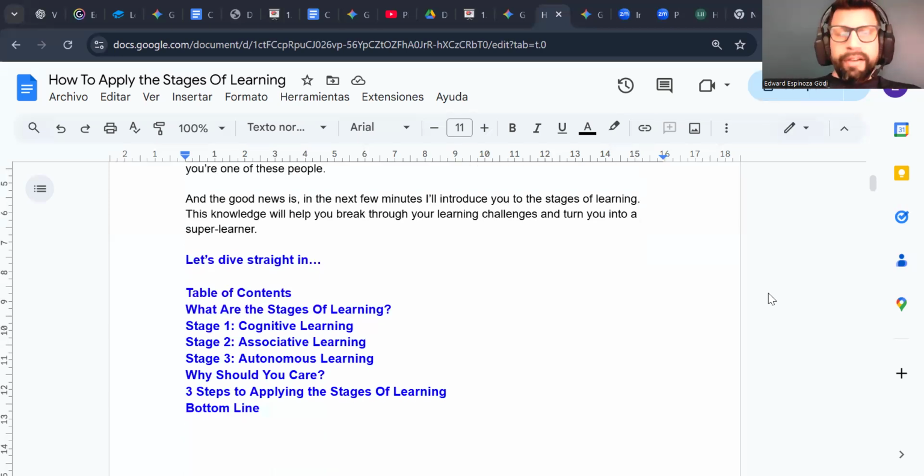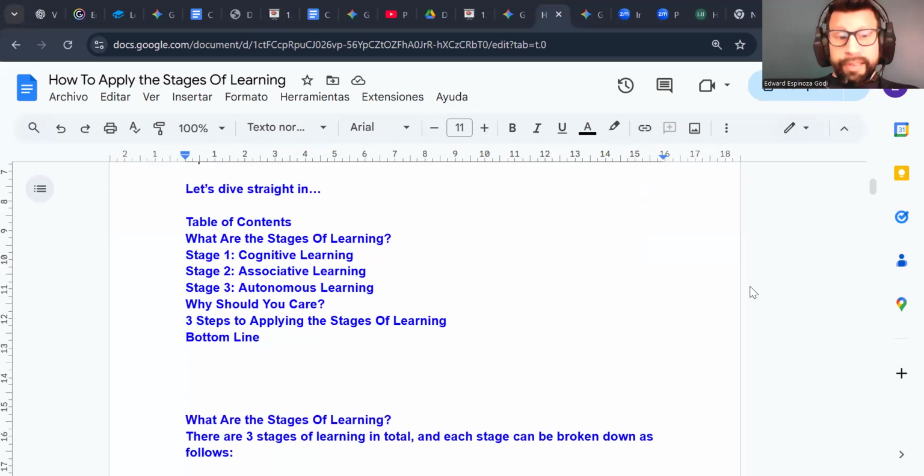First things first, we have the table of contents. So we're going to be looking into what the stages of learning are. There are actually three stages. Cognitive learning is the first one, associative learning is the second one, and autonomous is the third one. Why should you care about learning? We'll also focus on that. And I'm adding three steps to applying the stages of learning, besides the bottom line. Without further ado, my dear students, let's kick in.